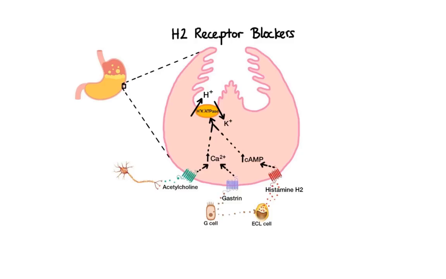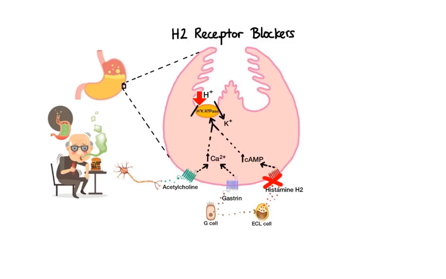So H2 receptor antagonists selectively block H2 receptor sites, thus effectively reducing the secretion of gastric acid. This makes them useful in the treatment of gastric ulcers and gastroesophageal reflux disease. Examples of H2 receptor antagonists include cimetidine, famotidine, nizatidine, and ranitidine.